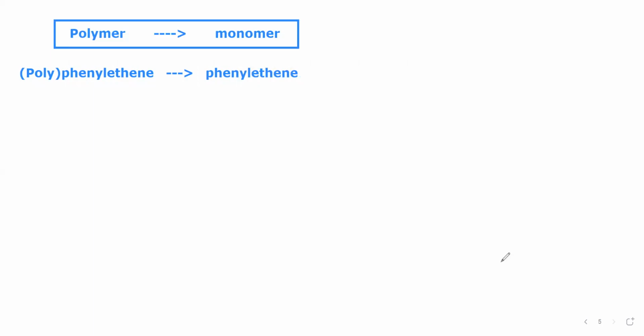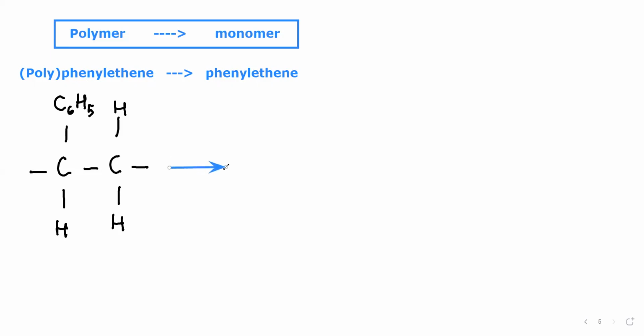Now here, how are we going to draw it? When I'm talking about polyphenylethene, what do I have? I have this formula of polyphenylethene: C6H5, H, and continuation of bond, right? Since this is a polymer. So now how am I going to draw the monomer of it? Yes, this is very, very important. So what will I do?